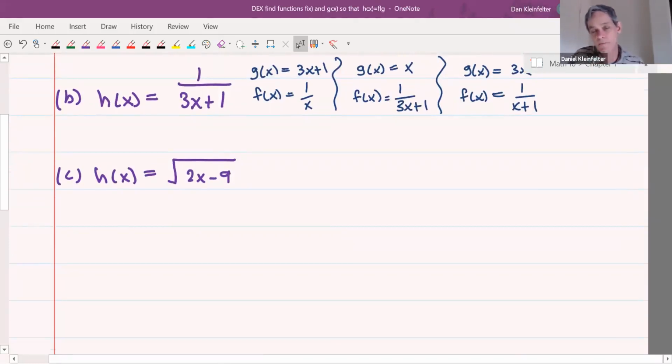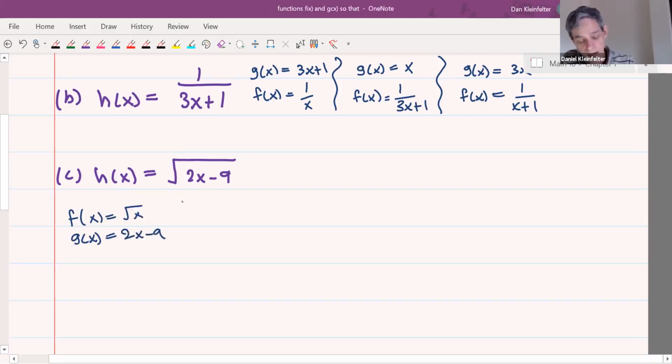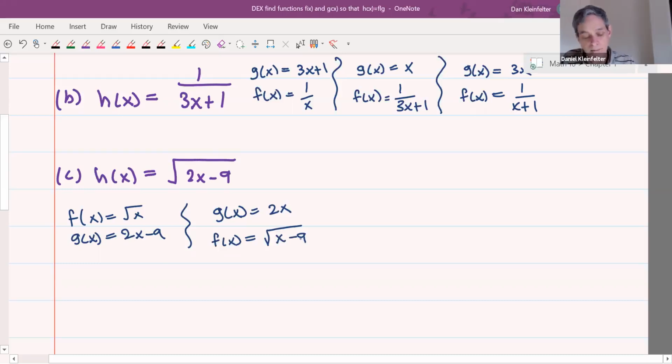See if you can come up with a couple of different ways of breaking up our h of x that will give us what it is that we want. So here, our outer function will be a square root. We could have as our inner function 2x minus 9. That's going to be the simplest. We could also have as an inner function our doubling function, and then as an outer function the square root of x minus 9.